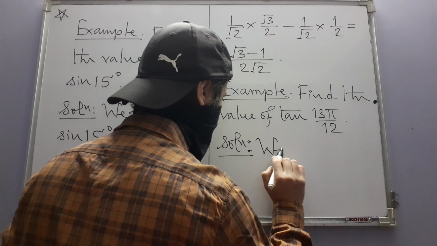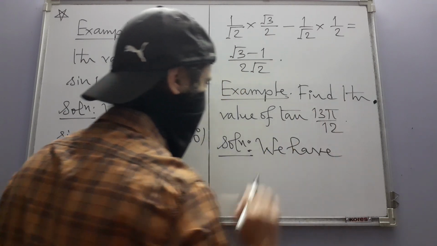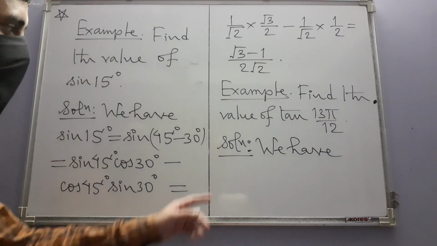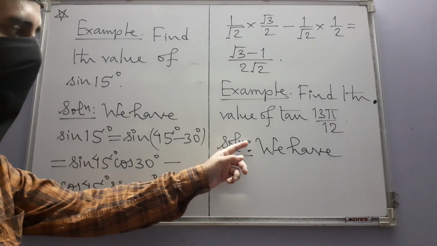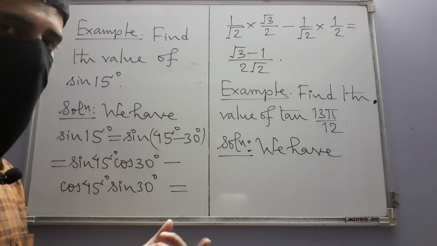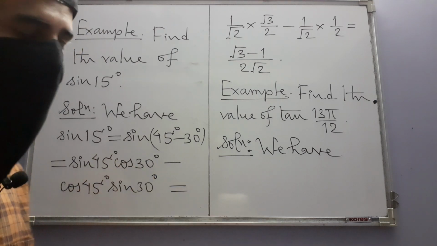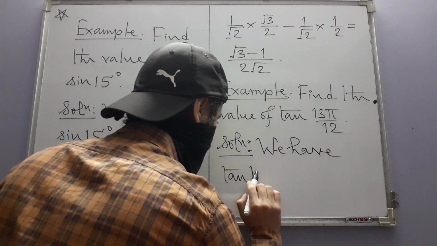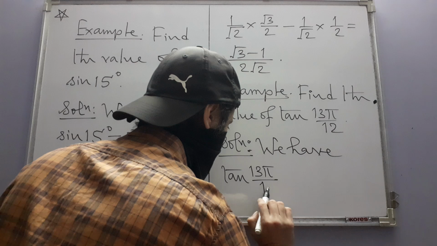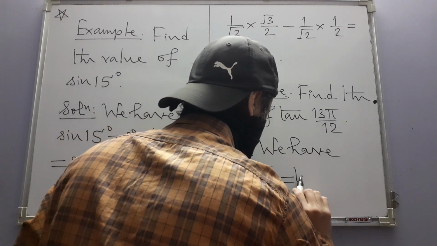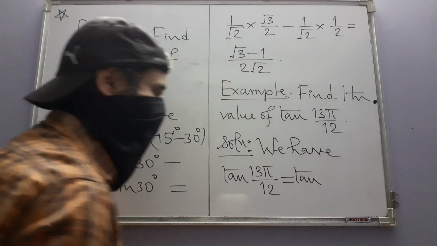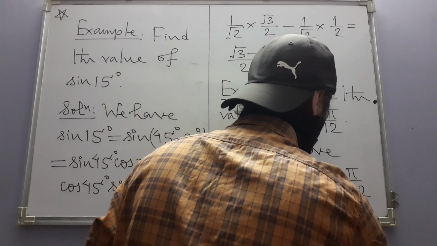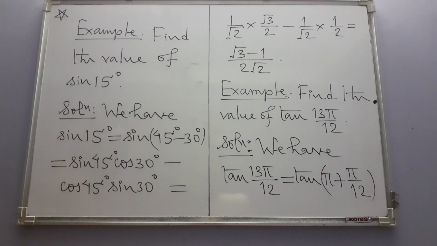We have, and since I am saying so many things about presentation, do not write SOLN like this, okay? If you want to write solution, you write the full word solution. We have tan 13 pi over 12. Let us first of all reduce the numerator because it is just this, okay?